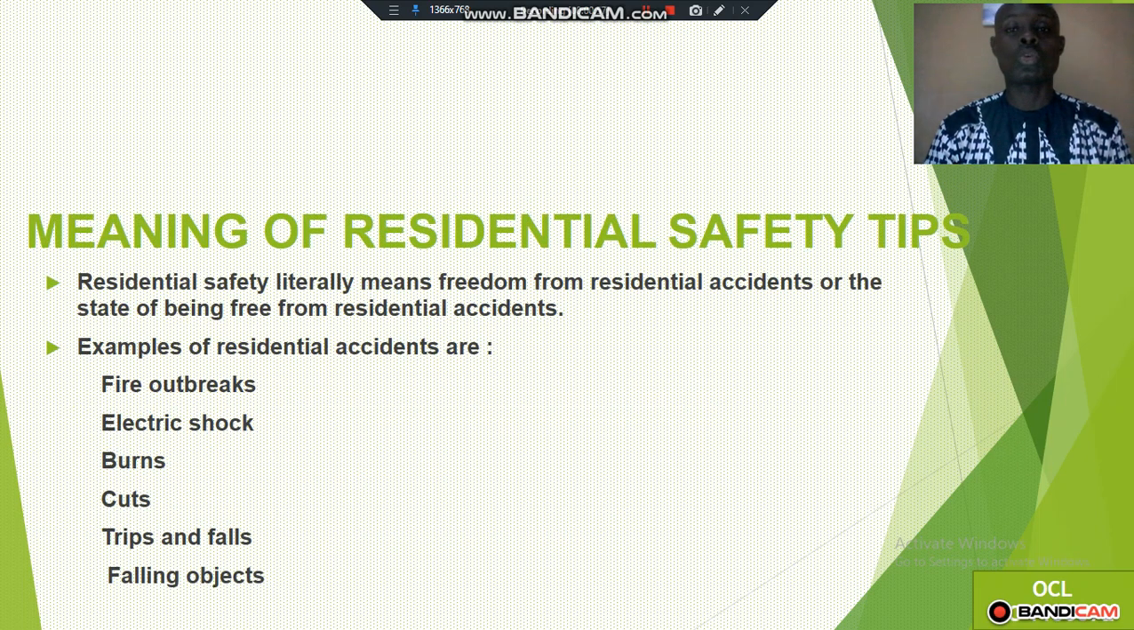We'll go to the first scope of the presentation, which is the meaning of residential safety tips. Residential safety literally means freedom from residential accidents, or the state of being free from residential accidents. While the safety tips are those things you need to put in place to prevent accidents from happening. Examples of residential accidents include fire outbreaks, electrical shocks, burns, cuts, trips and falls, and even falling objects.